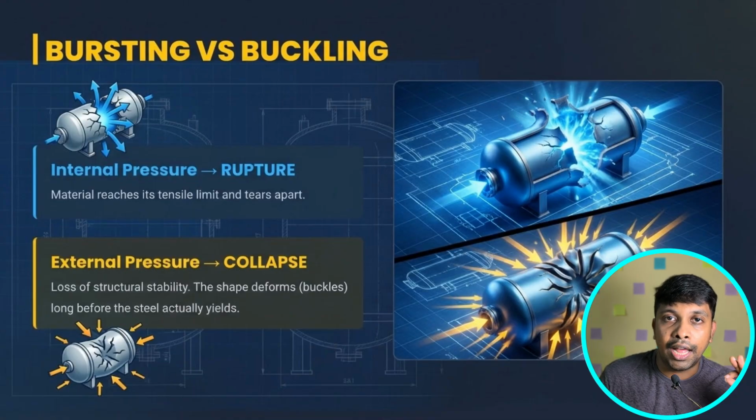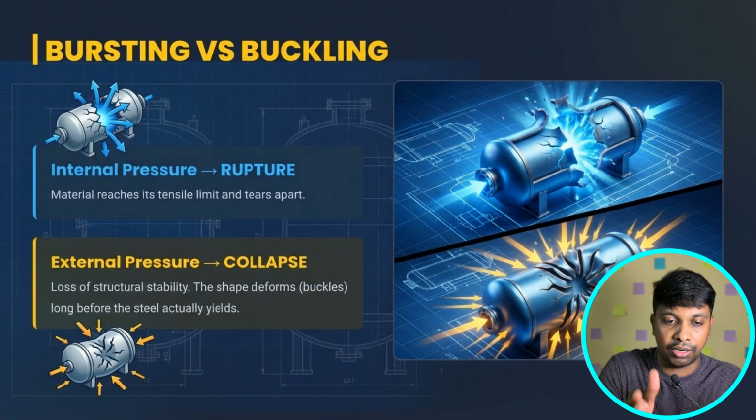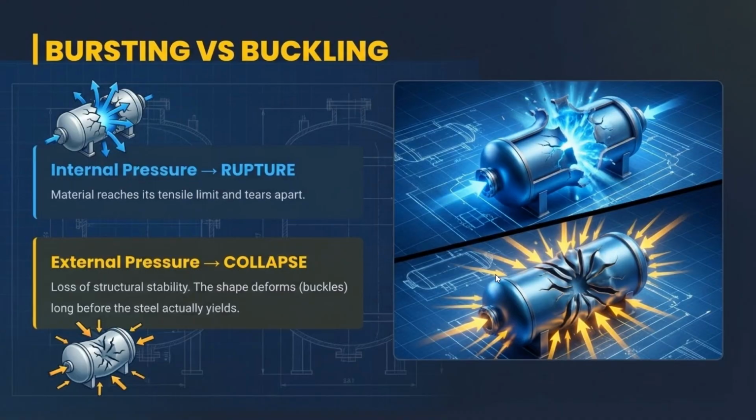Bursting normally happens due to internal pressure. If the vessel is experiencing more internal pressure than it is designed for, then the vessel will burst. If a vessel is experiencing external pressure which it is not designed for, the vessel will buckle. In this picture you can see the difference between bursting and buckling.